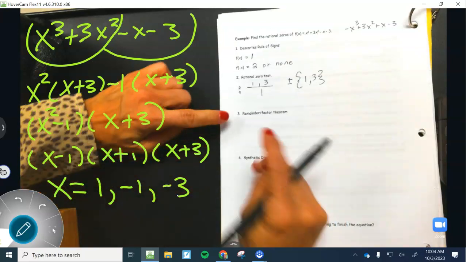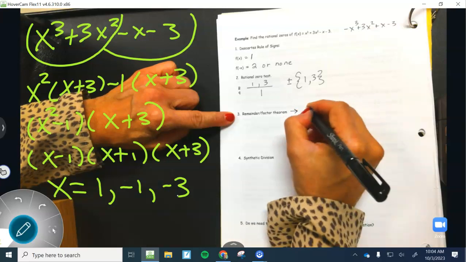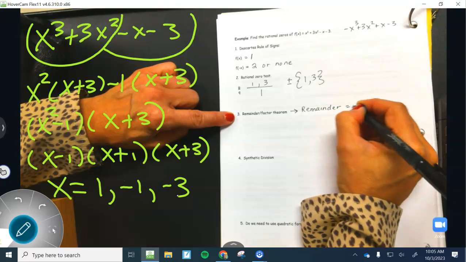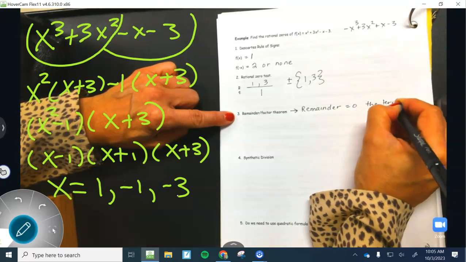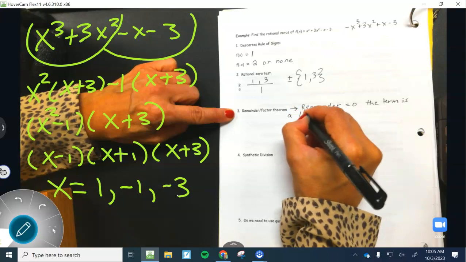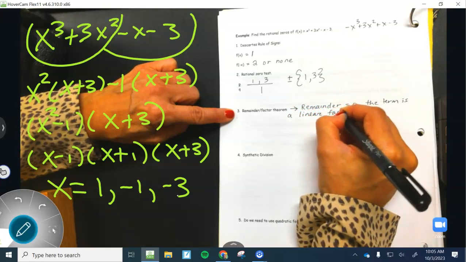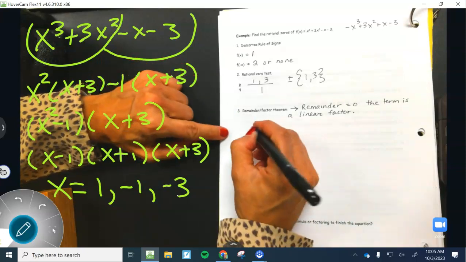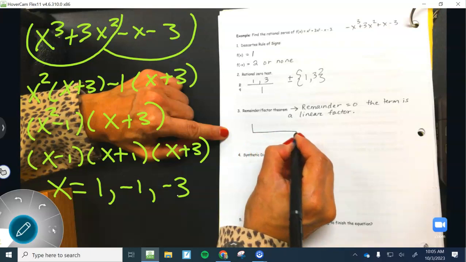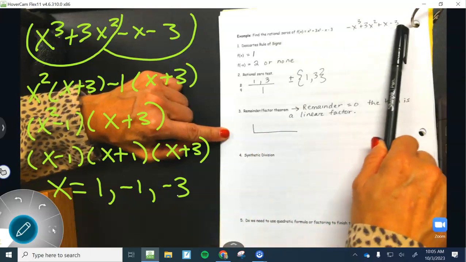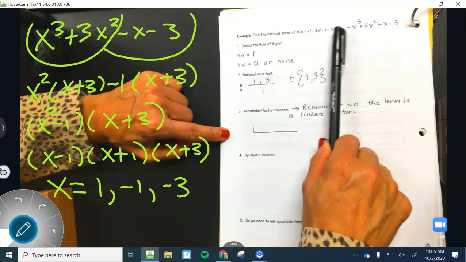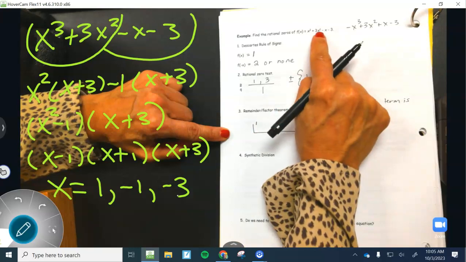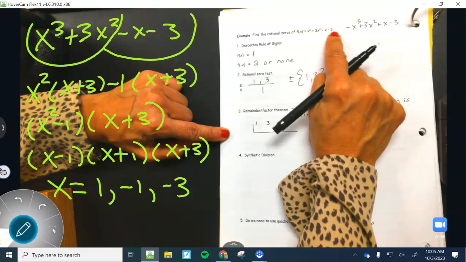Okay, watch, guys. Remember, when you get a remainder of 0, we know the term is a linear factor. Let's synthetically divide. So look, I'm going to draw an upside down division box. I'm going to put the original coefficients on the top row. So let's write 1, a 3, negative 1, negative 3.